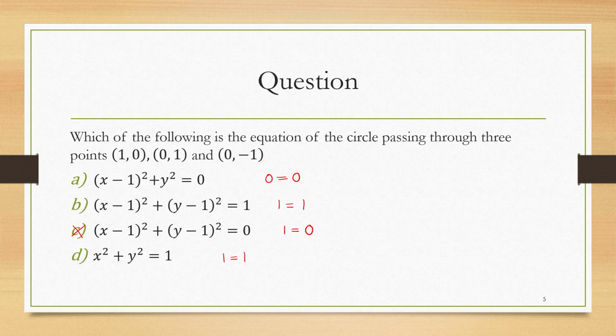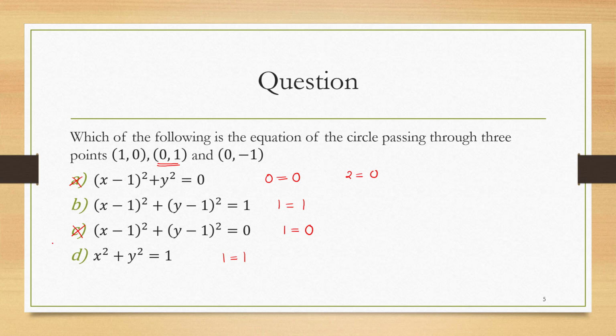In the remaining 3 options, put x equal to 0 and y equal to 1. From the second part, x equal to 0 and y equal to 1. So when I put it, I get (0 - 1) whole square, that is 1, plus 1, that is 2 equal to 0, which is not true.